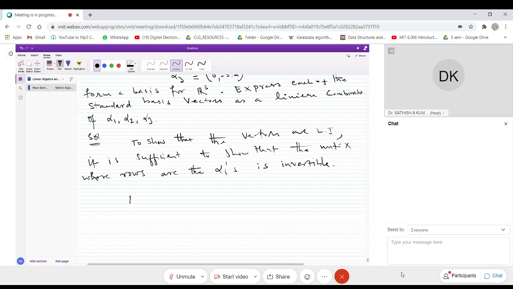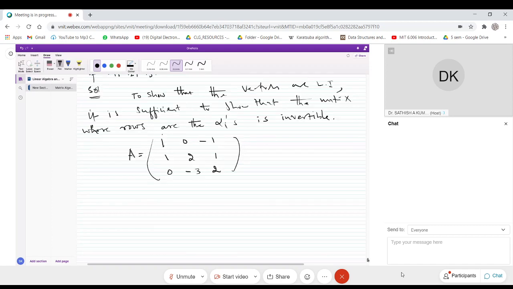Expressed as the matrix A. Now we'll write this with rows: first row is alpha 1, second is alpha 2, that is 1, 2, 1, and then 0, minus 3, 2. Now can you use row elementary operations to reduce this into an invertible matrix? Can we use row elementary operations?